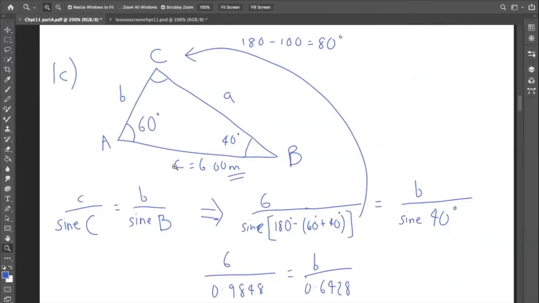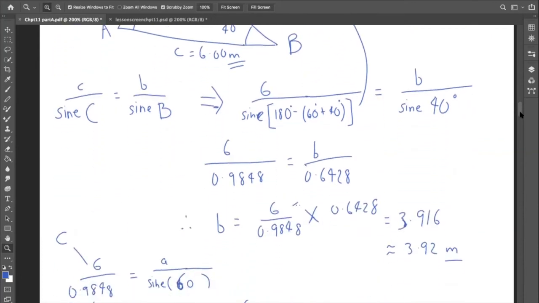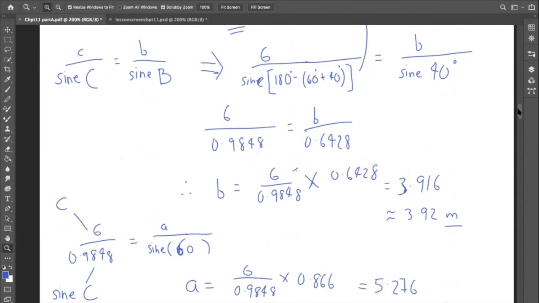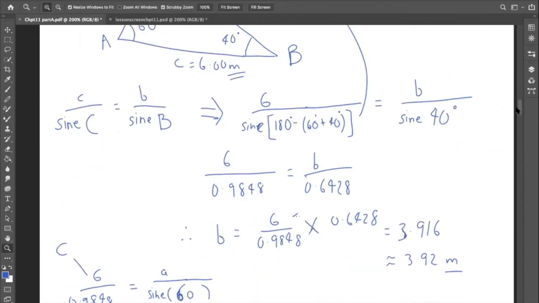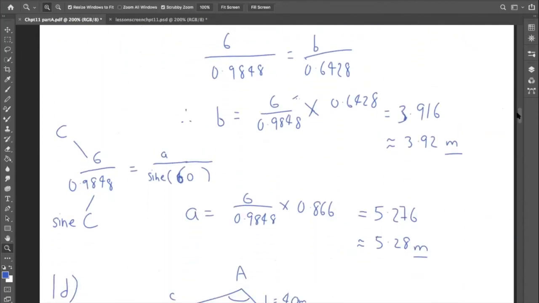Yeah, can. 60 degrees, and then c equals 6 meters. Now the units change, so meters. So using the sine rule, I can find angle C: 180 degrees minus 100. Using the rule, I should get 3.92 meters for the length of b. All right. I can use the information here to use the sine rule again to solve for a. So 6 over sine 0.98 equals a over sine 60, which should give me 5.28 meters.